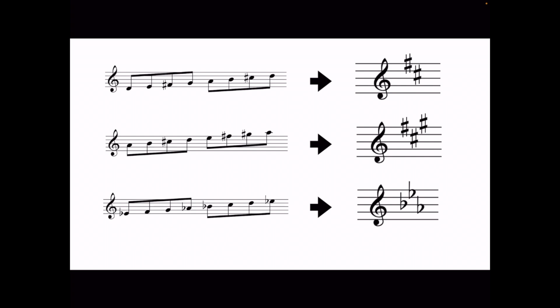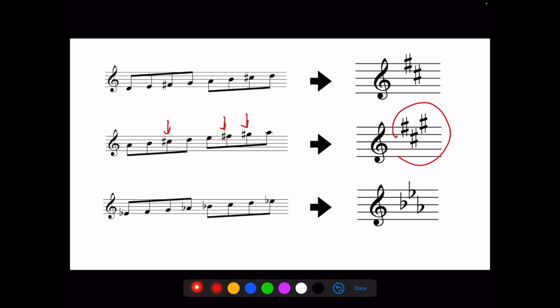And this one also has 3 sharps. So you have C sharp, F sharp, and G sharp, and that's what you see here. Okay? And then the next one is E flat, A flat, and B flat. This is E flat major scale. And this one, you would also get 3 flats as a key signature.